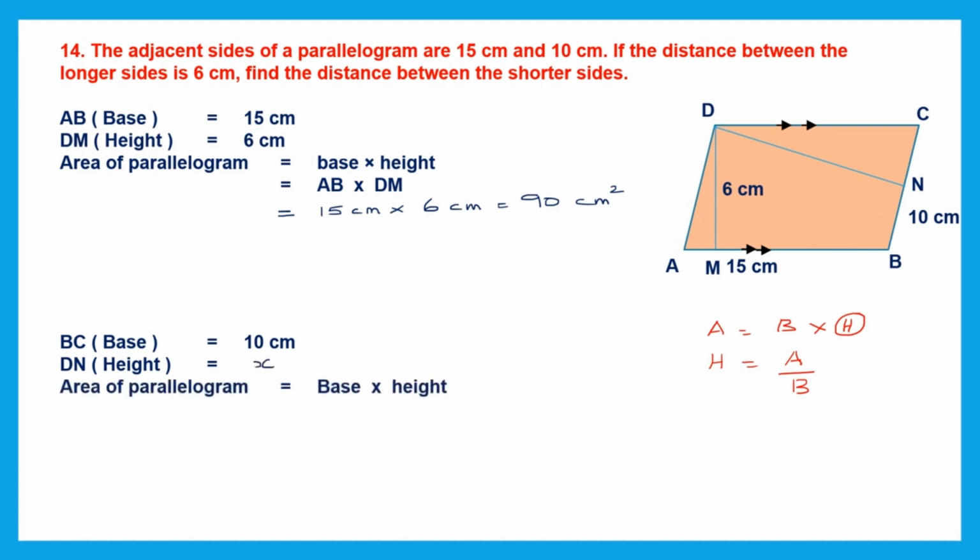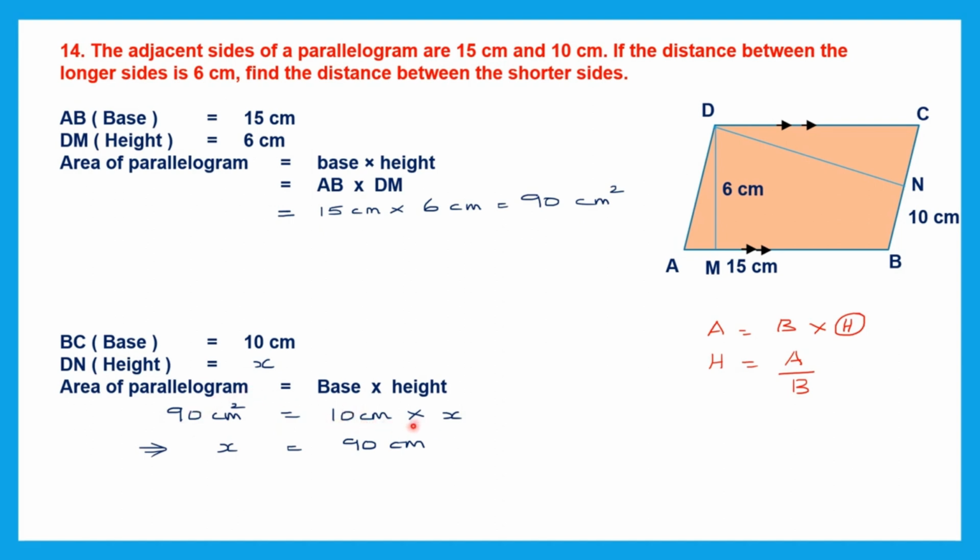And now we know the area. Area is what we just found out. Let's use this formula and substitute wherever we can. So area is 90 centimeters square. Base here is 10 centimeters and height is X, which we are going to find out. So let's bring X to the left hand side. Now this is an equation. On the right hand side, we have 90 centimeters square and this 10 centimeters, we're going to put along with 90, moving it from here to there.